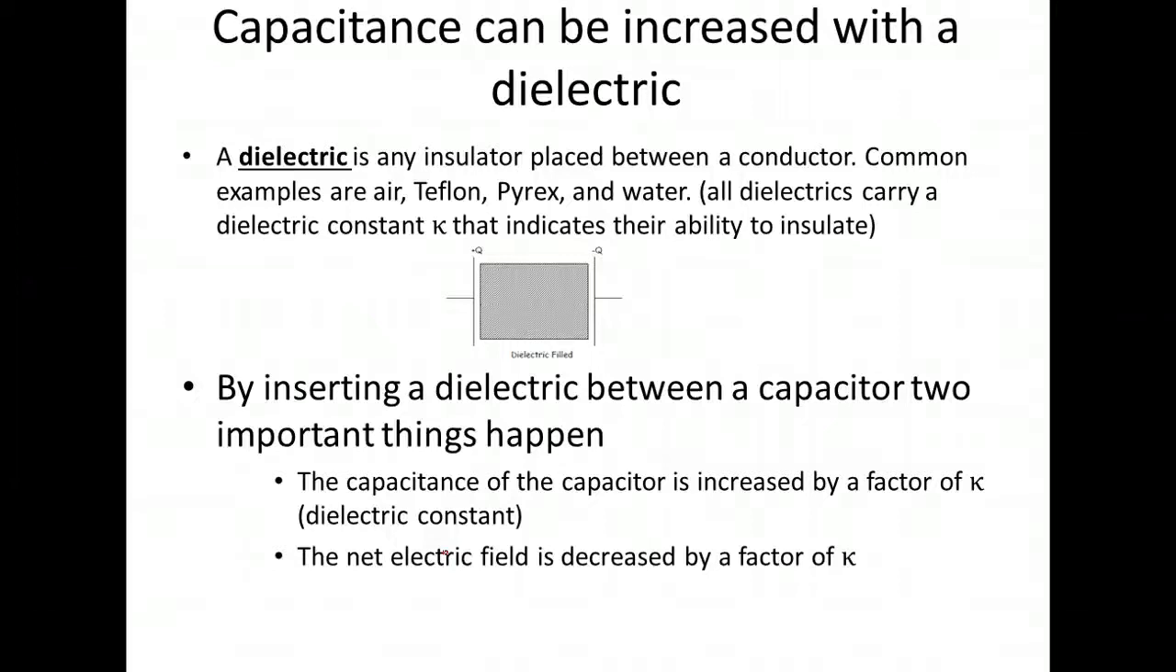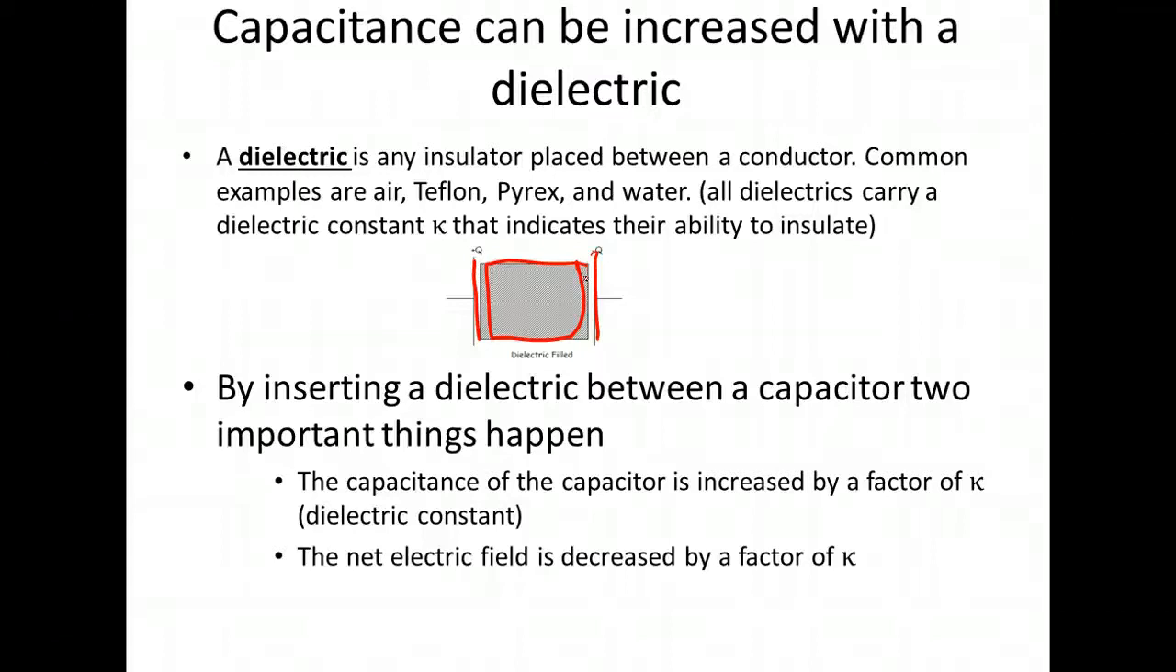And so a dielectric is any kind of insulator that's put between a capacitor. When we think about our parallel plate capacitor, we've got the plates. We take some kind of insulator and literally just stick it right in the middle. That's it. That's all a dielectric is. It's a fancy name for an insulator between a capacitor.